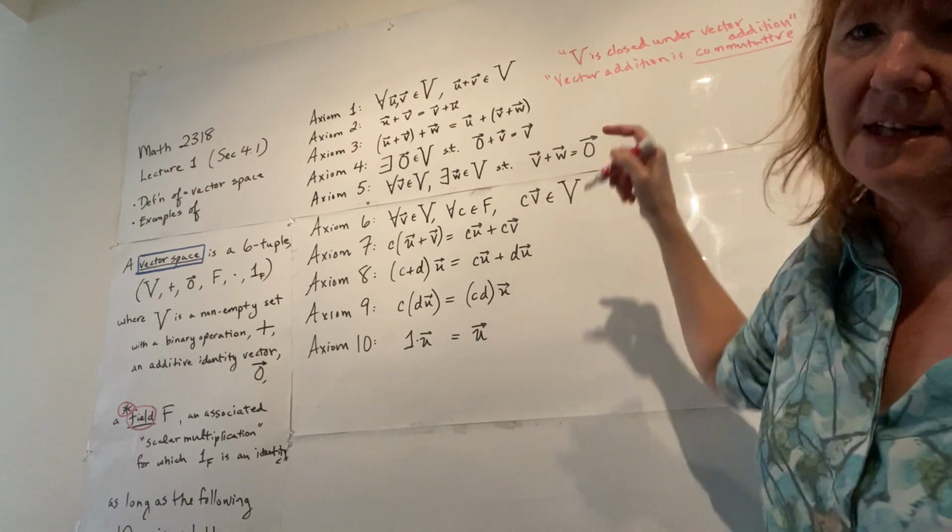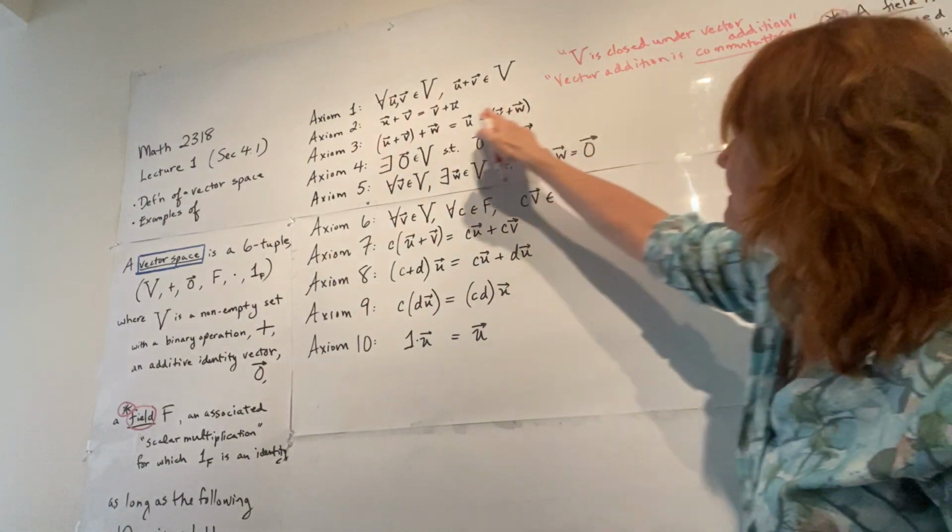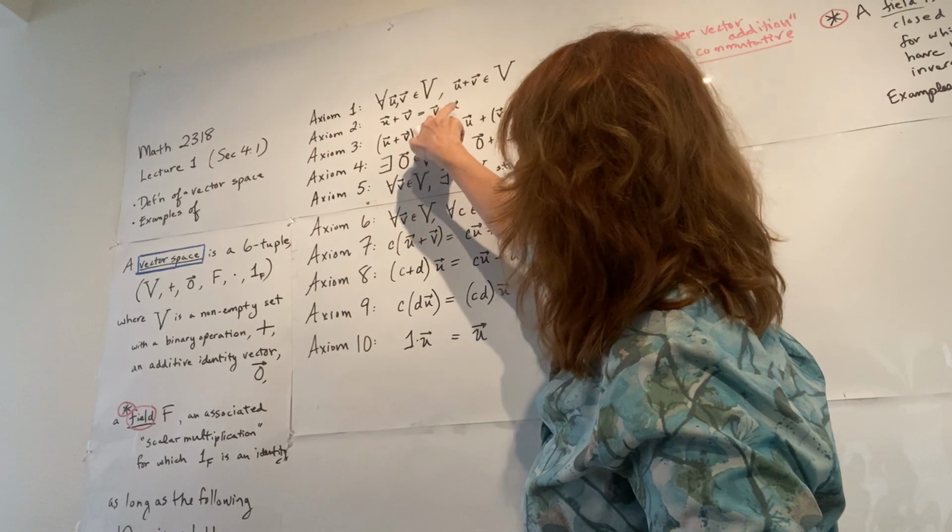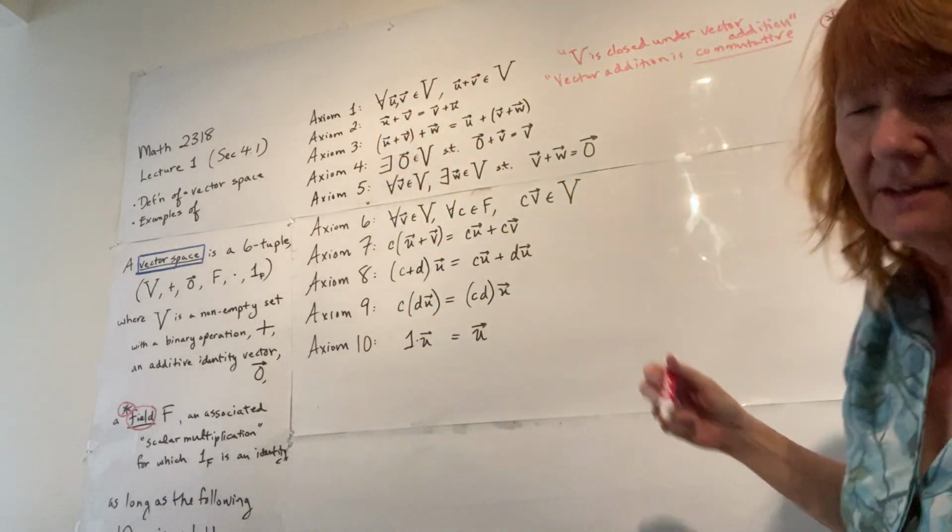Commutative, I tell my students, think of the word commuter. That means the v and the u can move around and it's still the same thing. They can commute, right?